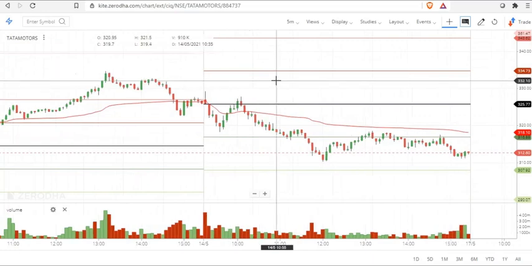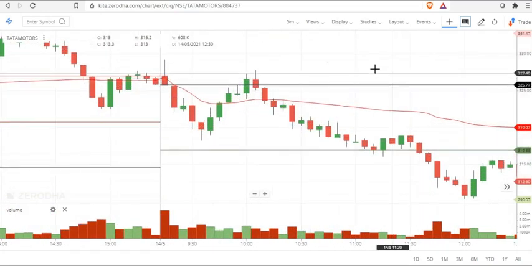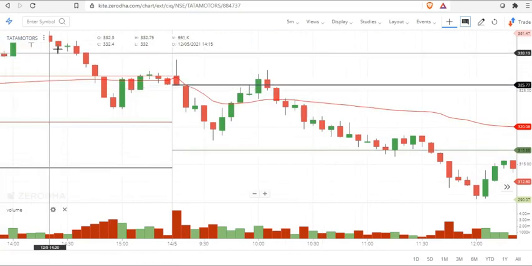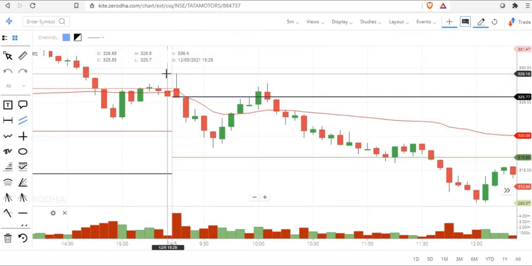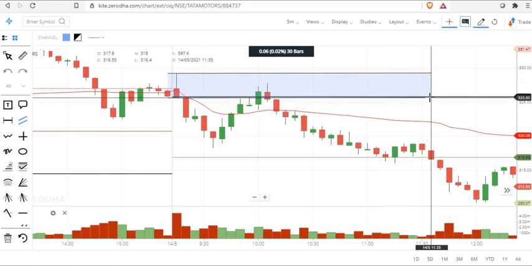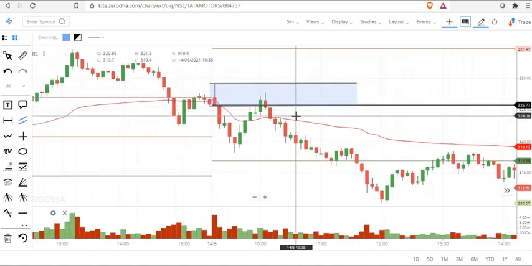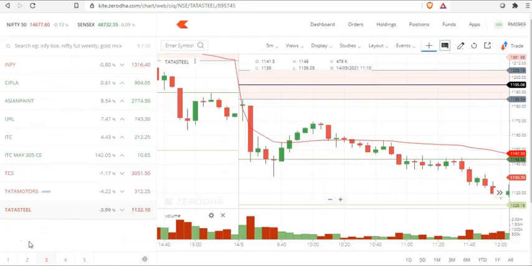Tata Motors last Friday. It's a narrow CPR range. We can extend the range, the first 5-minute candle. Okay, it's a beautiful breakdown. Let's choose a target.